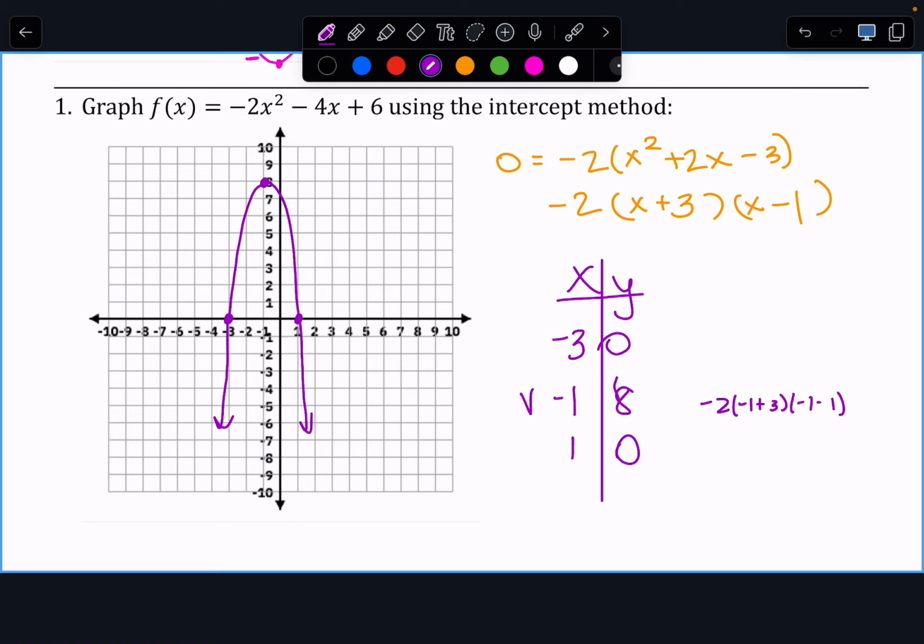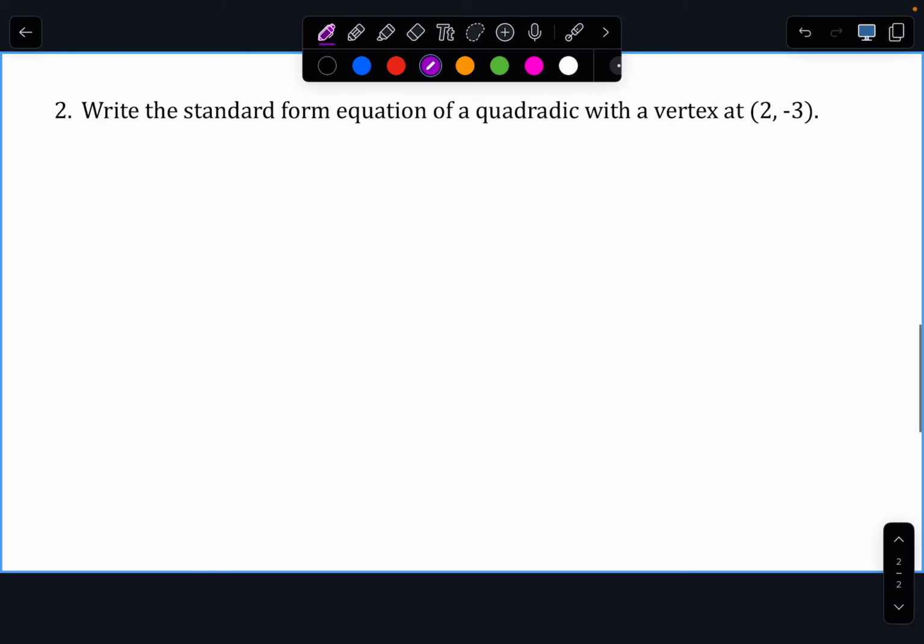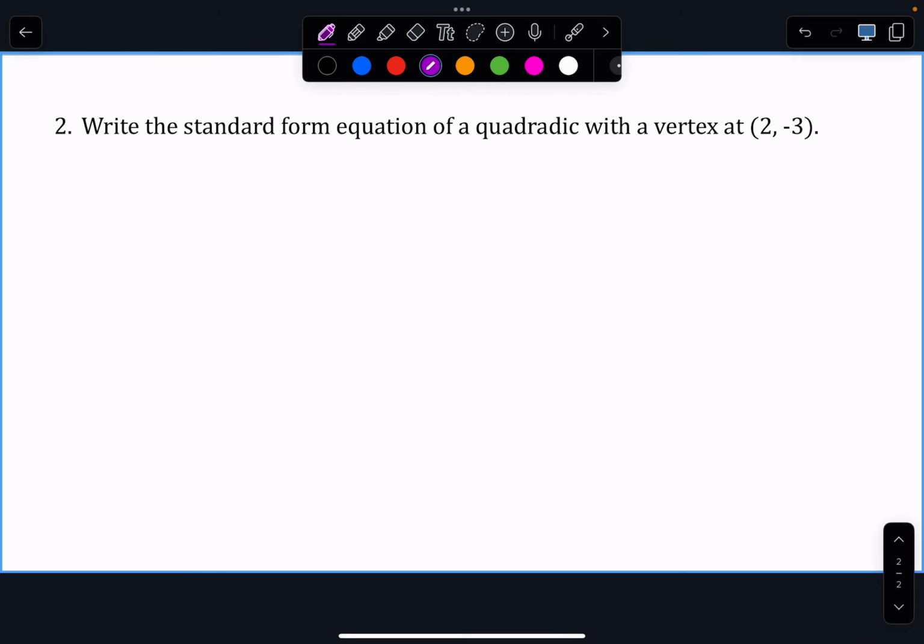All right, so we're going to do some crazy things with our algebra today. We have 2 examples that we're going to go over on the back side. So go ahead and go to number 2.